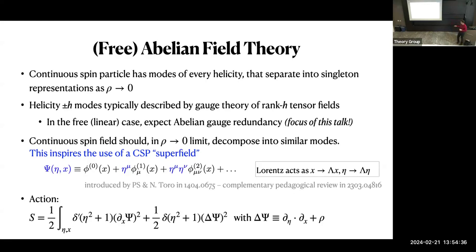So eta is something you integrate over. Eta and x are integrated over. These delta functions are enforcing that the auxiliary space is confined to a hyperboloid, okay? And we can talk about why later. There are specific rules for doing the eta integrals that you don't need to know. Again, I'm happy to talk about it, but it's a technicality.